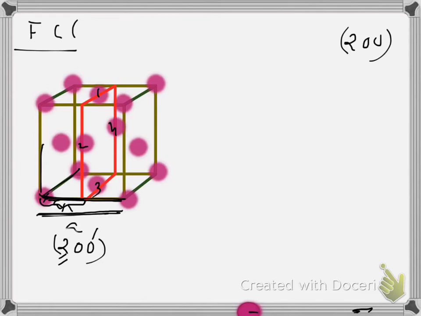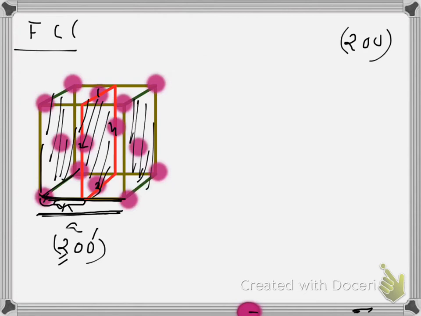If this is 2 0 0, definitely this will be also 2 0 0, this is also 2 0 0, because this is at a distance of A by 2, this is also A by 2. So these three planes are 2 0 0. Now we are coming to another plane.